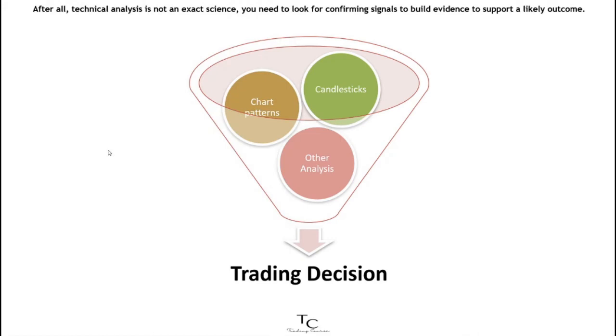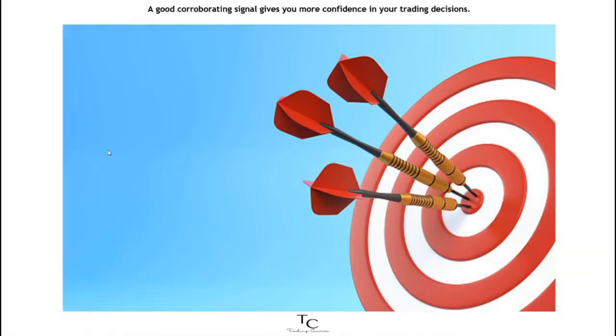After all, technical analysis is not an exact science. You need to look for confirming signals to build evidence to support a likely outcome. A good corroborating signal gives you more confidence in your trading decisions.